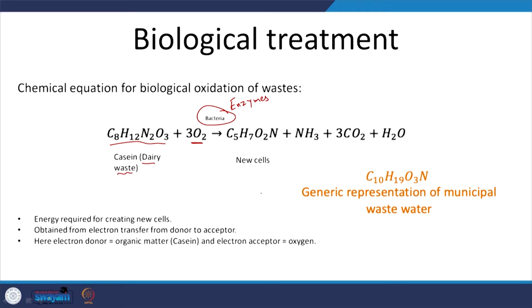So here there are two aspects. One aspect is new cells, as in reproduction, as in new microorganisms are formed, so cell synthesis. And then while transforming it into other byproducts, they gain energy. So again they need the energy, right. Two aspects: one for energy and one for cell synthesis. And obviously, as you see, these compounds are relatively stable. Carbon dioxide leaves to the atmosphere, we have the byproduct water, and NH3, which if required we will degrade further, right. So energy is required for creating new cells.